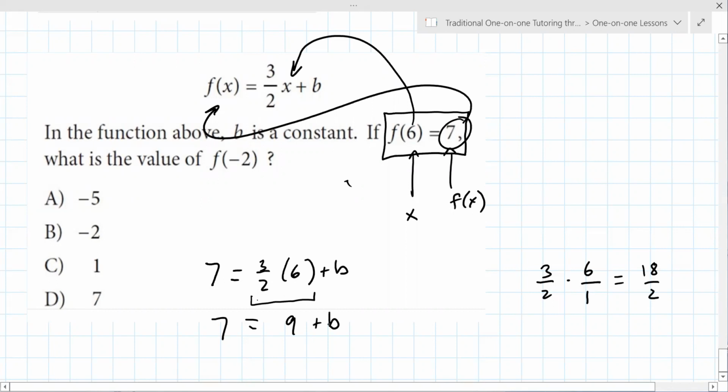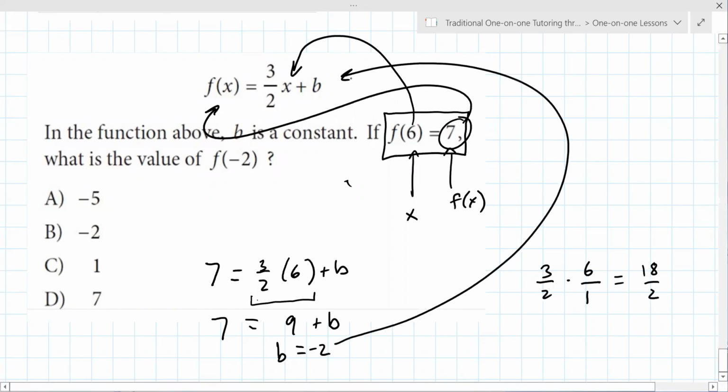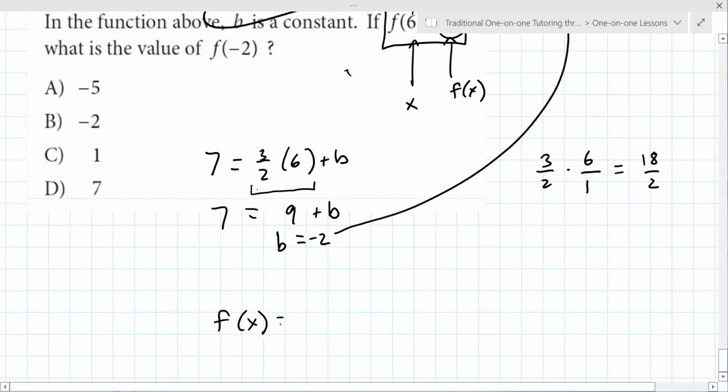So b equals -2. Yes. Now, is that the answer? No. No, it's not. So -2 is not the answer, but it kind of looks like it could be. It's the value of b, though. You have to be able to put that number back in. I know we got a lot of arrows going all over the place, but it's f of x equals 3/2 x minus 2. So I'd use -2 as the input. You'd put -2 in for x.